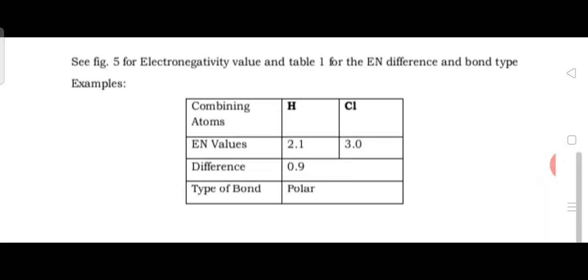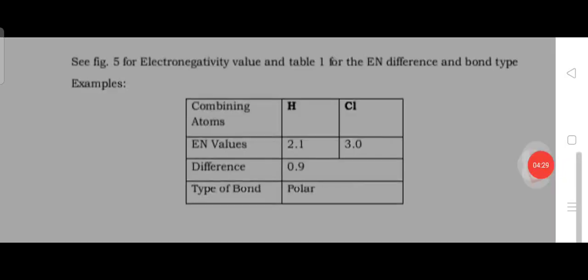Okay, so gamitin na natin yung mga values na yon para ma-determine kung anong klase ng bond meron dito sa HCl. So, ang chlorine is 3.0 and then yung hydrogen is 2.1. So, ima-minus mo lang yun. Kukunin mo lang yung difference nila. Okay, so 3.0 minus 2.1 is equal to 0.9. Napakadali, di ba? Magma-minus ka lang.